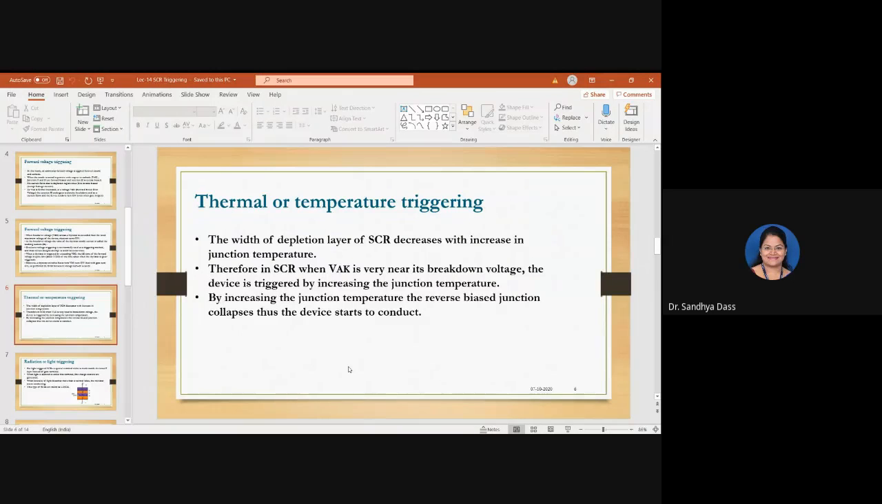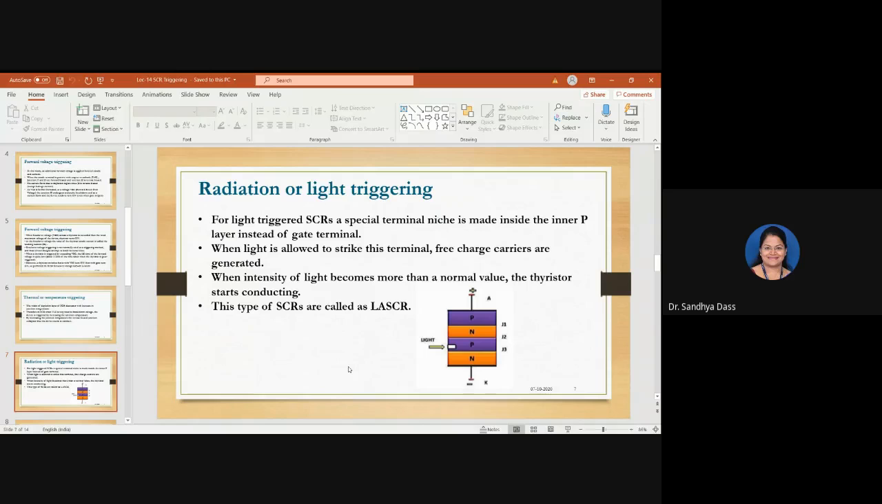Therefore, when the SCR is subjected to VAK near the breakdown voltage, the device can be turned on by increasing the junction temperature. Okay. So increasing the junction temperature, what happens? The reverse bias junction, that is J2 junction, will collapse and the device starts to conduct.